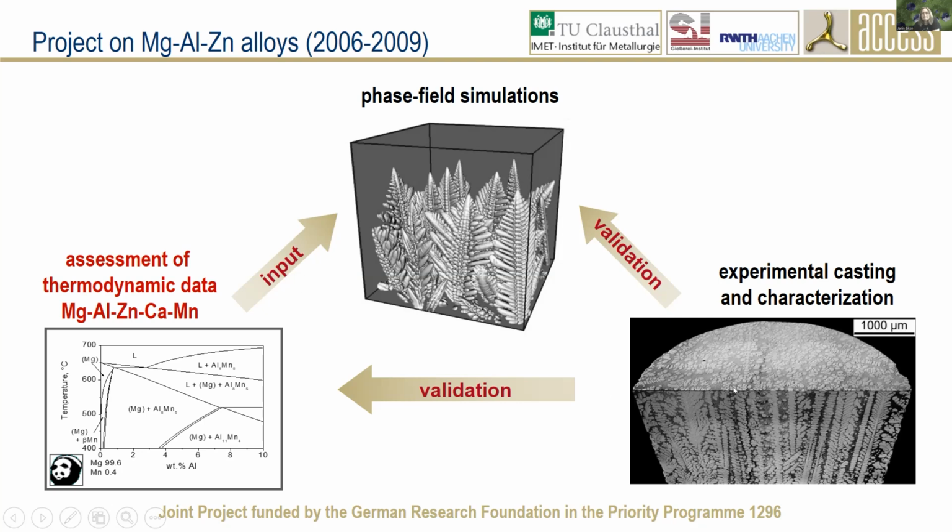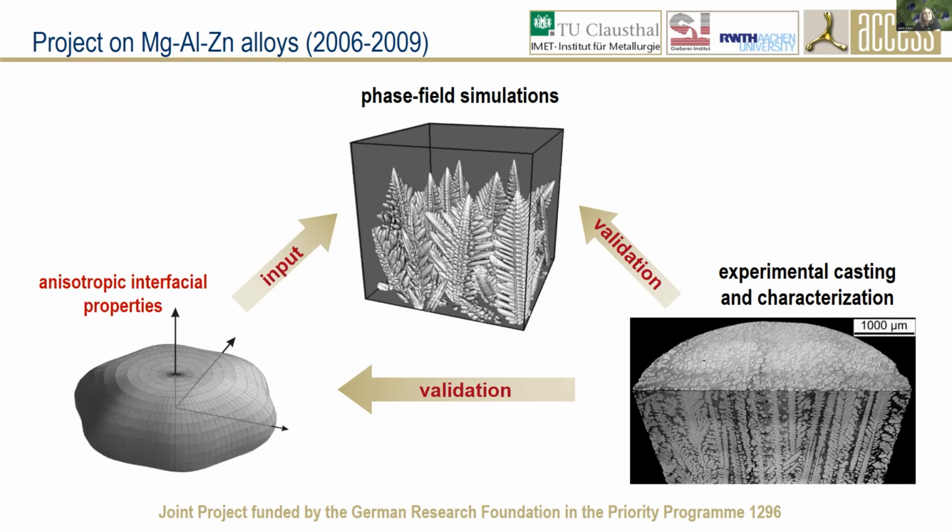On the other hand, we always need a partner who is doing the experiments and the characterization of the microstructure, so we have data for validation. And of course, there are experiments validating the thermodynamic assessment. So this was planned in the very beginning. What was underestimated was the difficulty of getting data for the interfacial properties. For magnesium, we knew it was a hexagonal anisotropy, so we simply started by doing it just 6-fold, and then it will be fine.